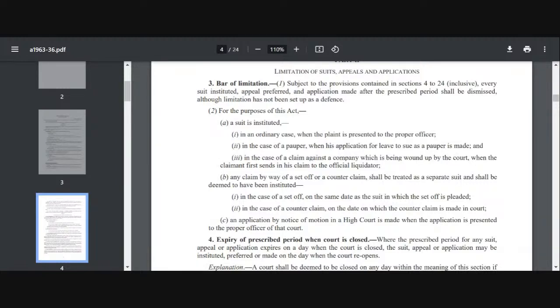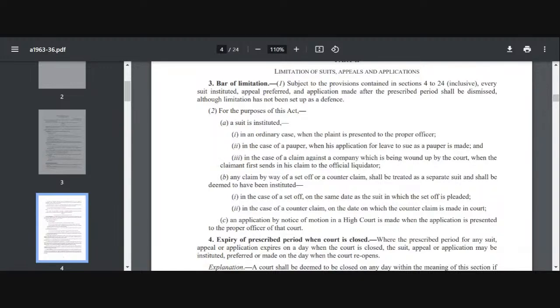What does limitation say? Limitation Section 3, clause 2, subclause B says that in case of counterclaim, on the date on which counterclaim is made, so counterclaim will not be entertained after the limitation period is over. Though set off can be entertained after the limitation period is over if you have already filed your WS within the prescribed period.